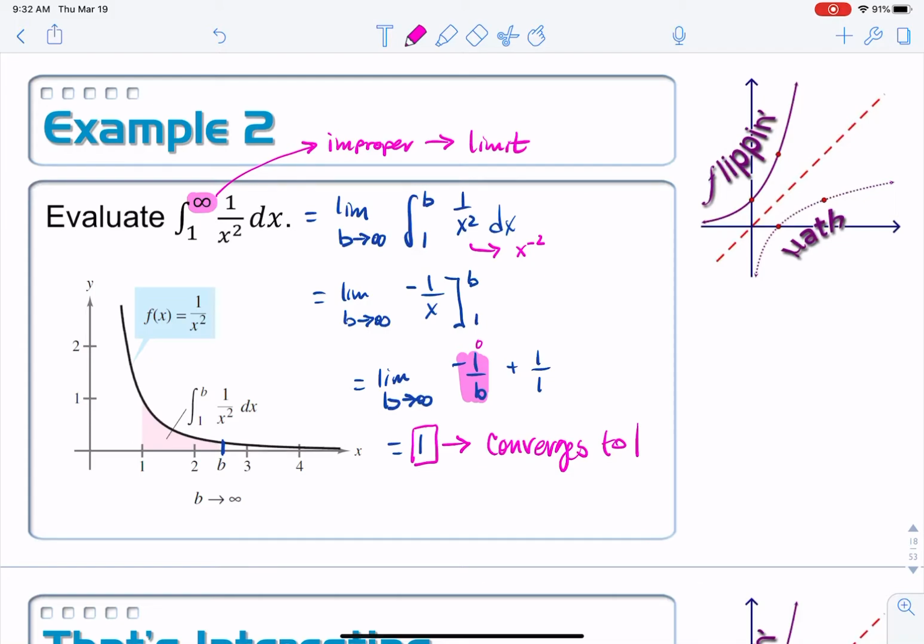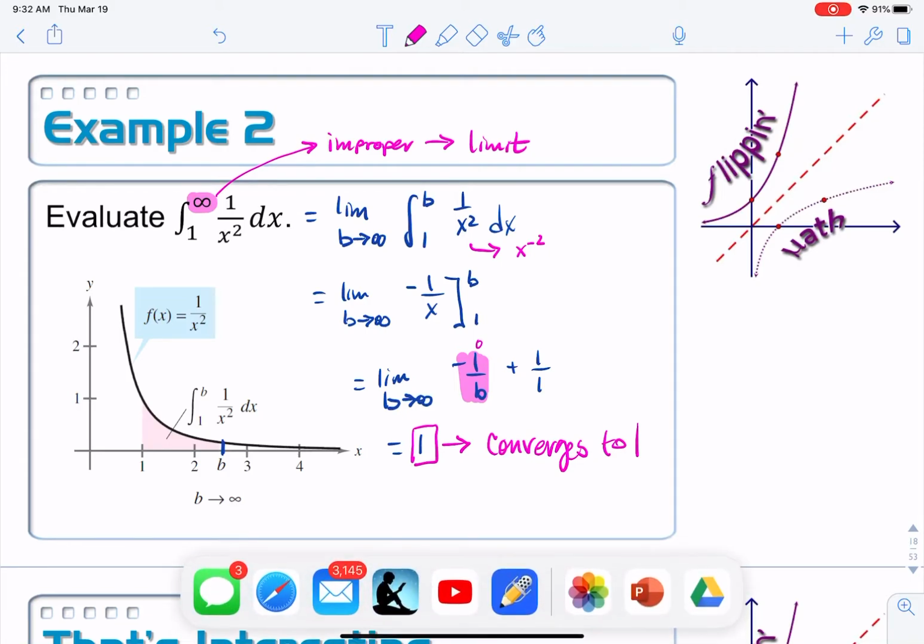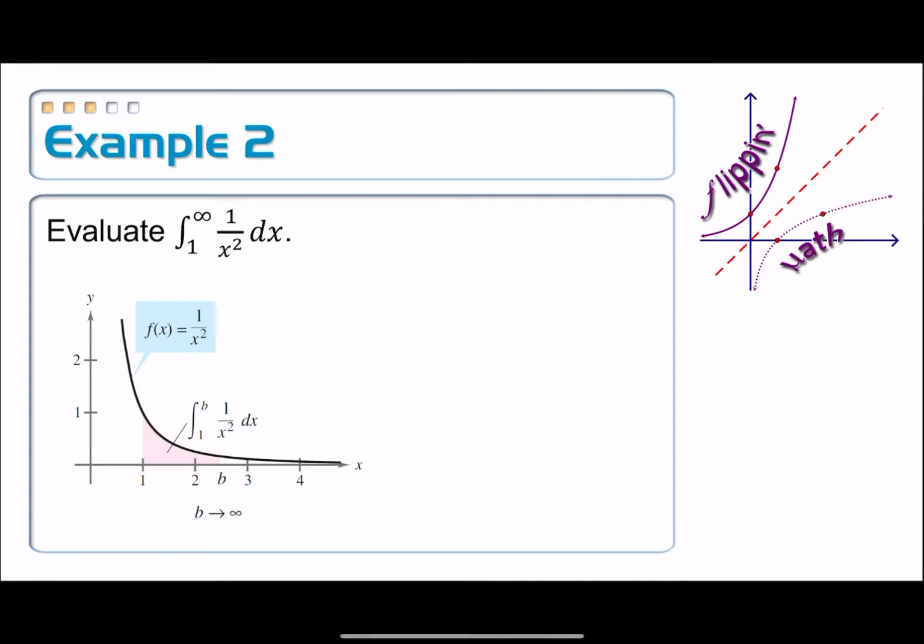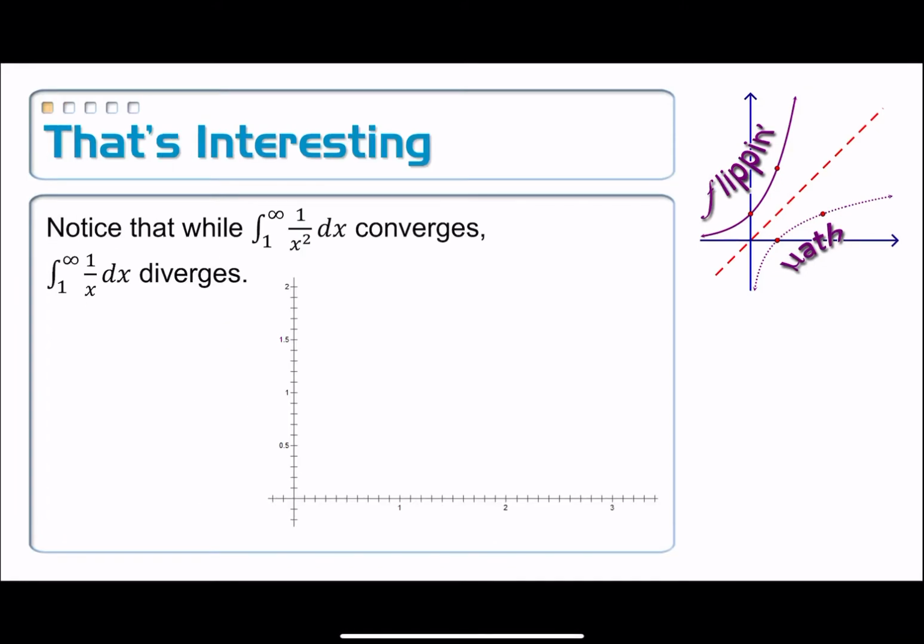What that means is that as b gets bigger and bigger and bigger, our area is getting closer and closer to 1. It's converging to that particular number. So here's an example of an infinite, unbounded region that has a finite area. But that's kind of interesting. Let's compare that to the previous example that we just did.